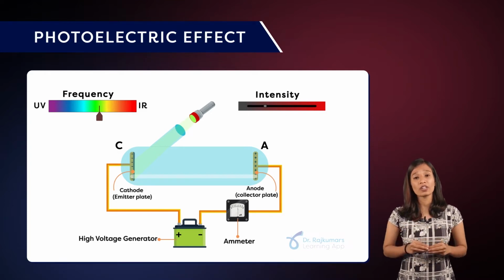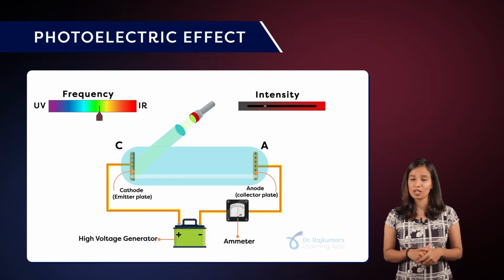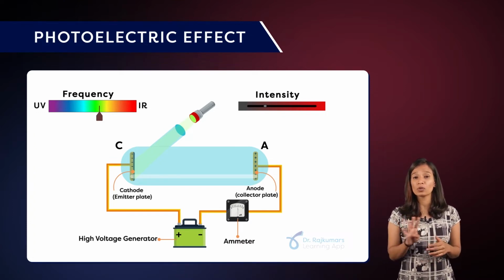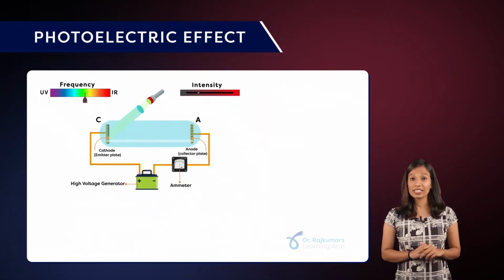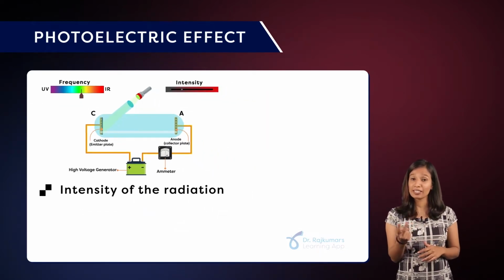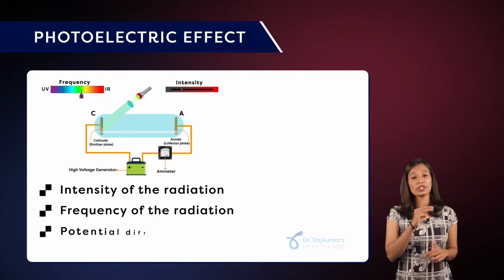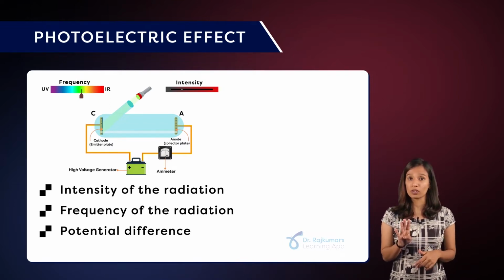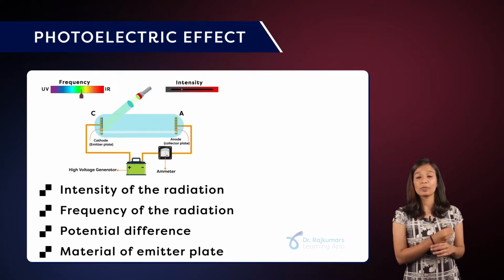All these variations were made separately and studied in a detailed manner. So there were 4 important variations that we will be discussing today. One is the intensity of the radiation. The second is the frequency of the radiation. And the third will be the changes brought about due to the potential difference. And the fourth will be the material with which this emitter plate is made of.